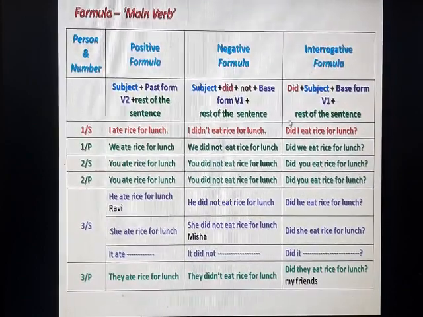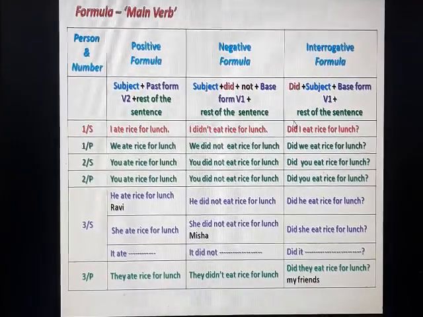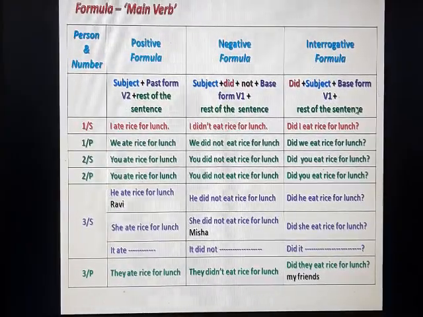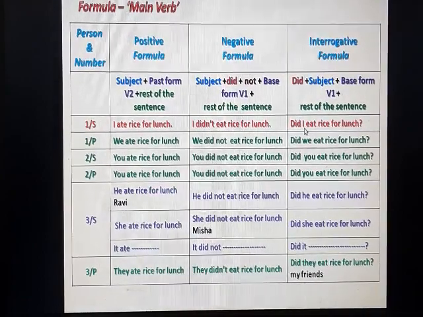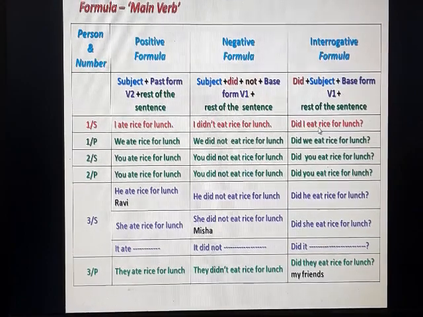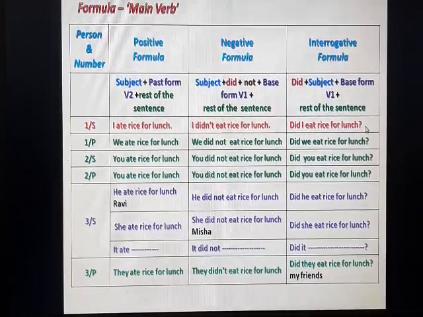Now how to change it into the interrogative? You bring the did auxiliary first, then the subject, then the present tense form plus the rest of the sentence. So did plus subject is I, then you have the present tense form of the verb eat, the rest of the sentence, rice for lunch. So did I eat rice for lunch?